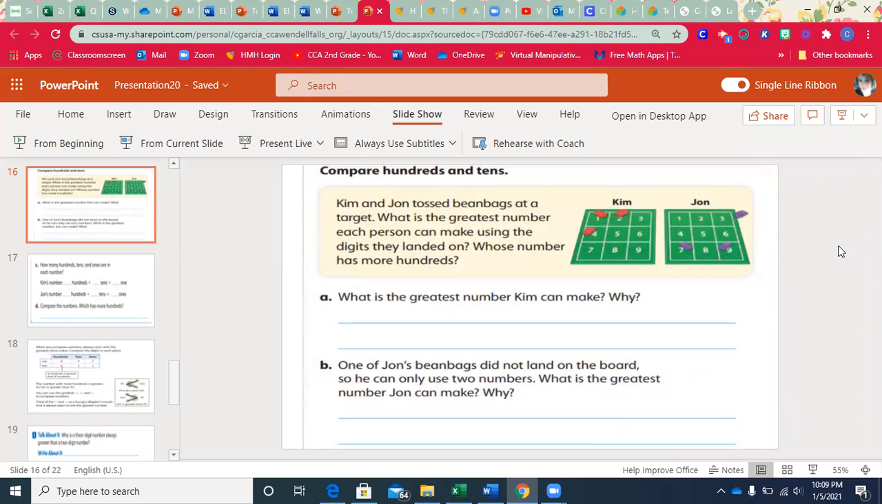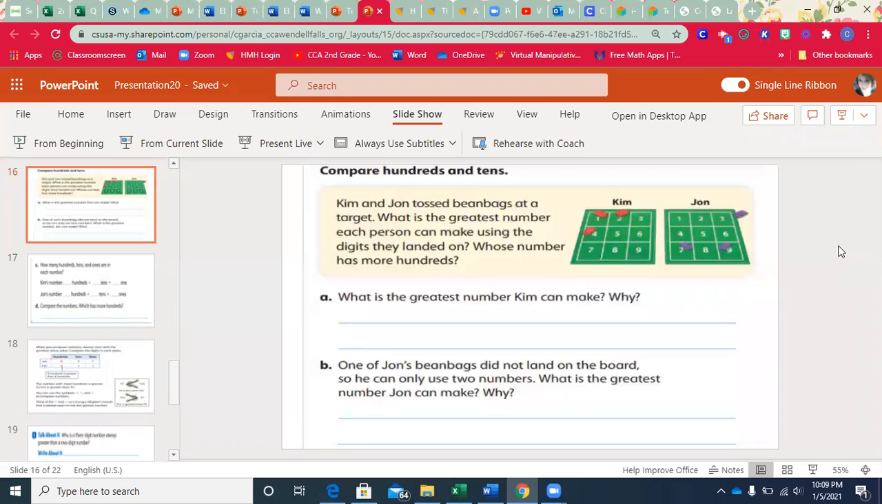So we are still talking about three-digit numbers today, but we are going to switch gears a little bit and talk about comparing two numbers and seeing which one of those numbers is greater, which one is lesser, or if the numbers are equal. This is lesson 12.